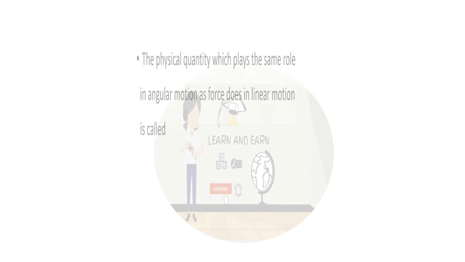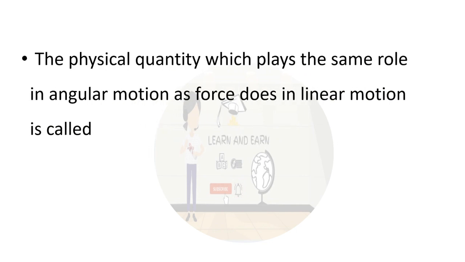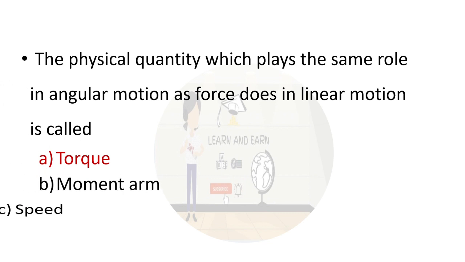The next MCQ is, the physical quantity which plays the same role in angular motion as force does in linear motion is called option A torque, option B moment arm, option C speed, option D velocity. The right answer is option A, torque.